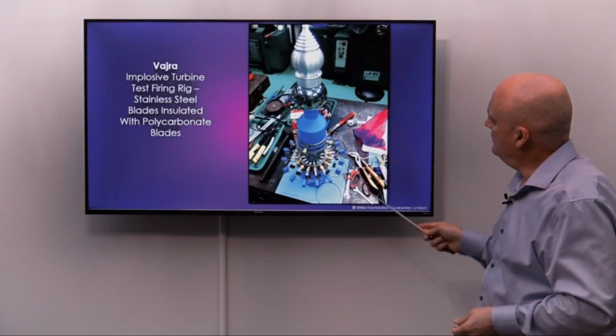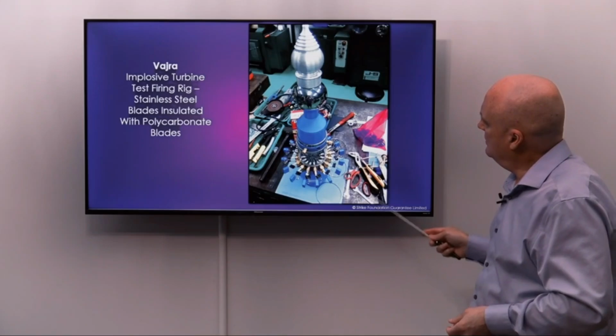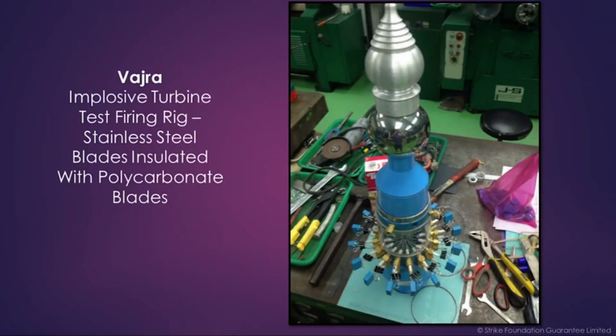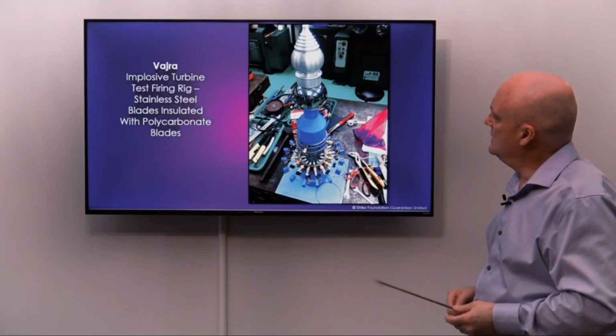So here we have again a view there. We created all these ceramics to do this test work, high voltage ceramics, and the whole concept is about implosive force. Yeah. So next.